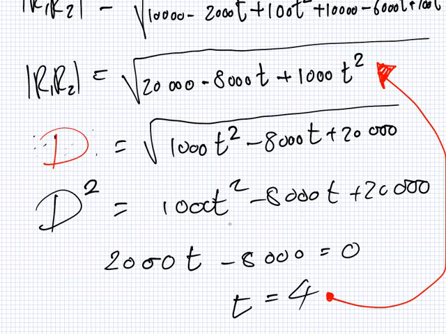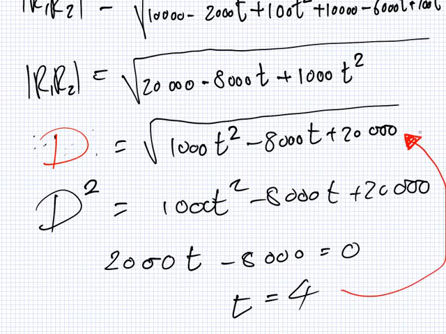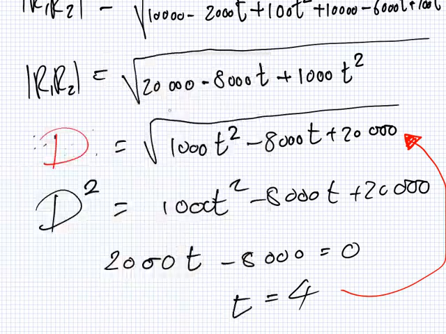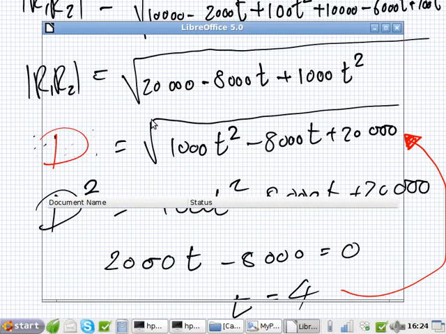If you take this answer, we could check it. If you take this answer and put it back in here, you can get the distance. And then I use the square root of d squared. I'm putting the t equals 4 in here, and you get the distance. Are you happy with this? Is it okay?